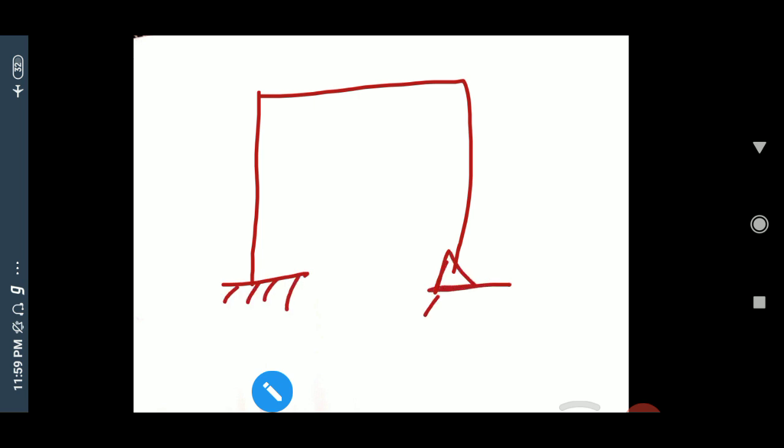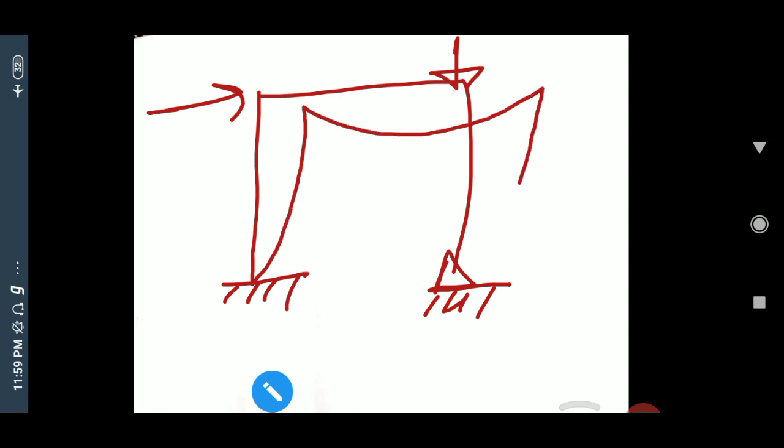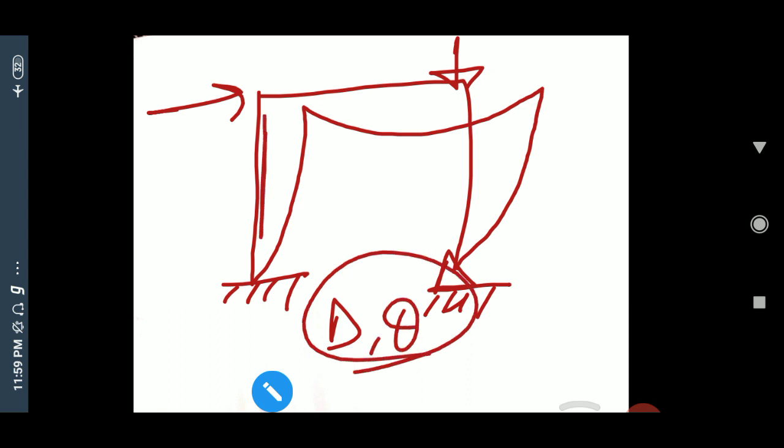This I will teach you in the next session. Then we will see how to calculate slope and deflection. This will deflect in this manner. So in the next session I will teach you how to find slopes and how to find deflections in frames using this unit load method.